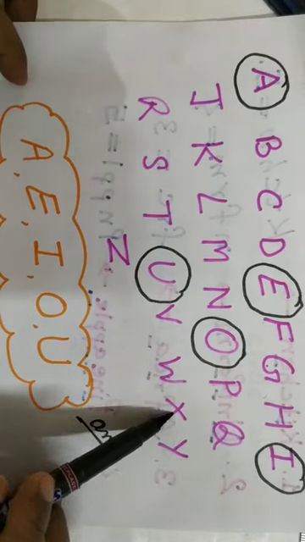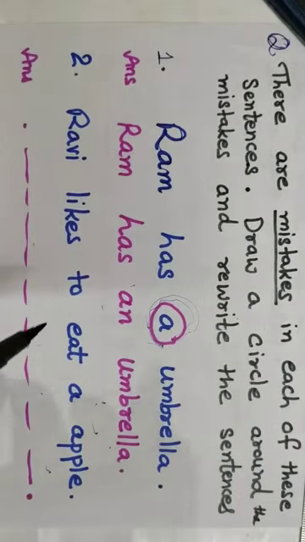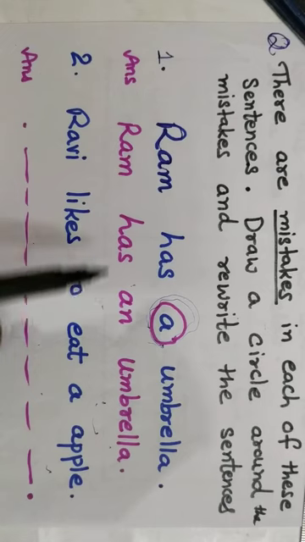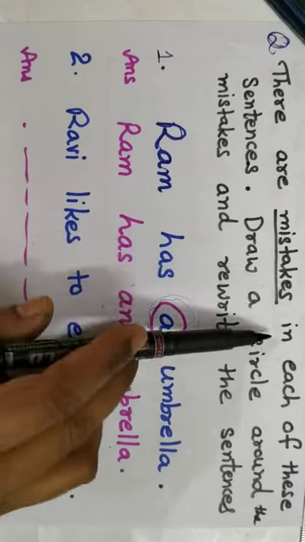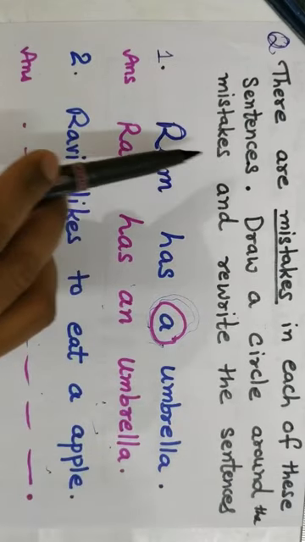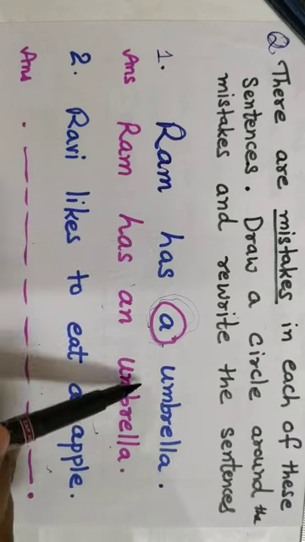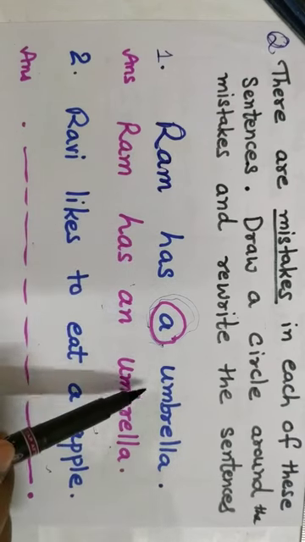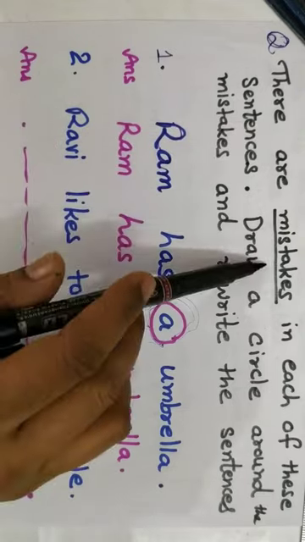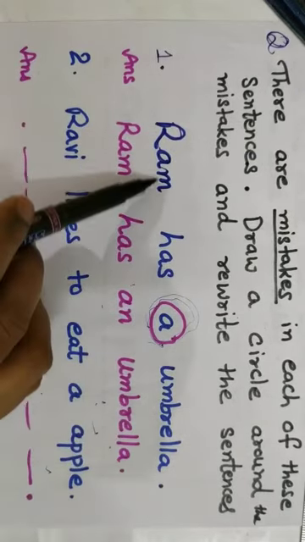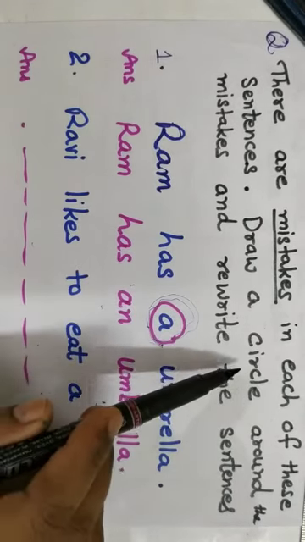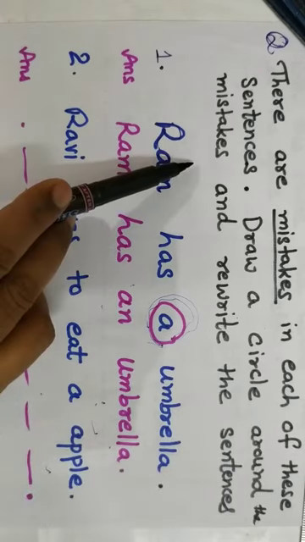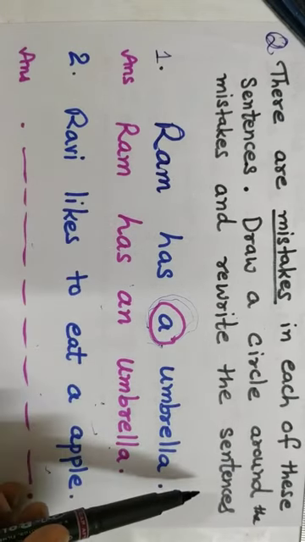That is in your practice book, page number 2, worksheet number 2. What is written? See the question. There are mistakes in each of these sentences. Words join to form a sentence. बहुत सारे words मिलके एक sentence बनाते हैं. So there are mistakes, as you all know. Mistakes in each sentence. Draw a circle, round, around the mistakes and rewrite the sentences.